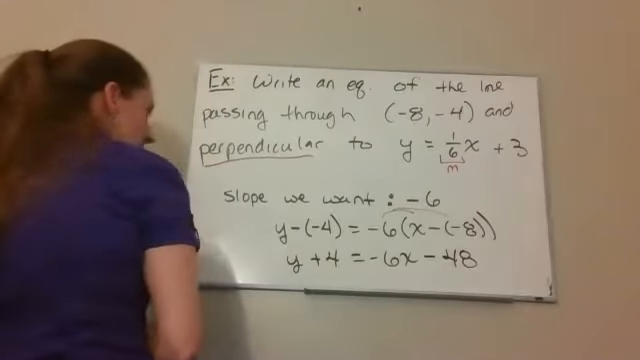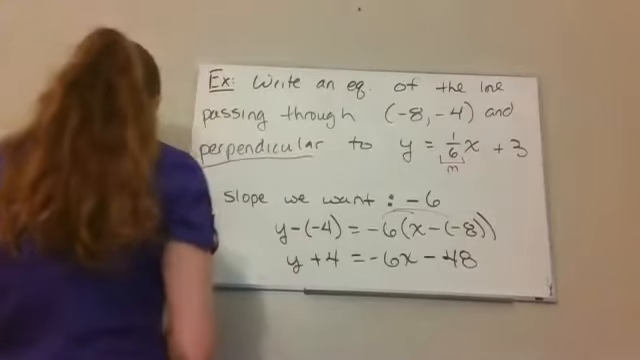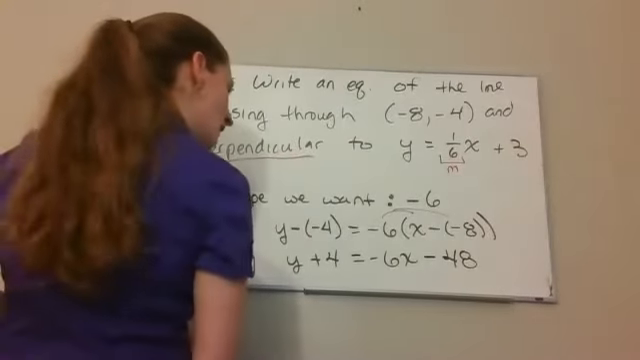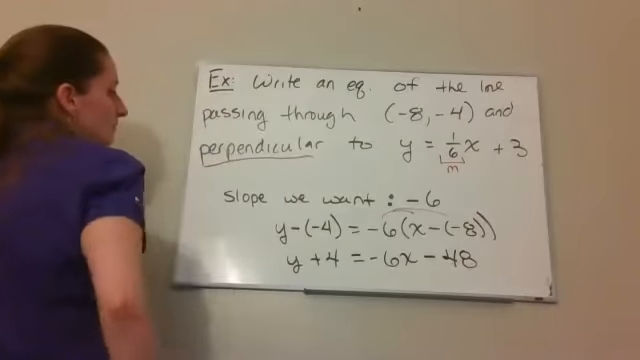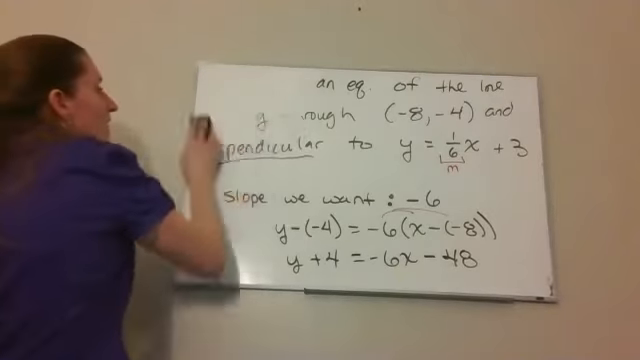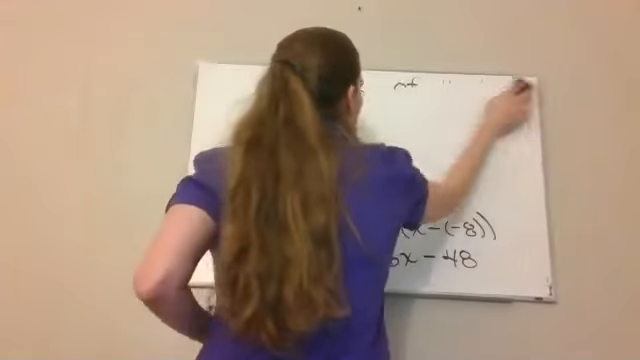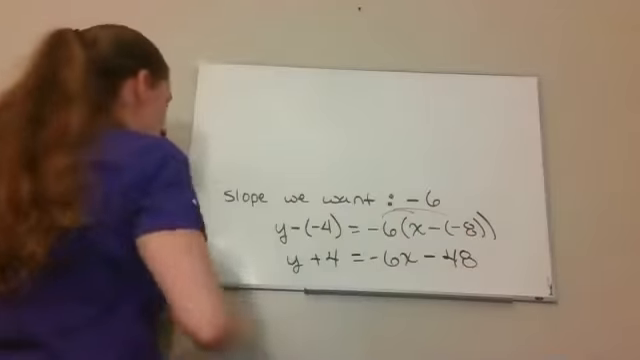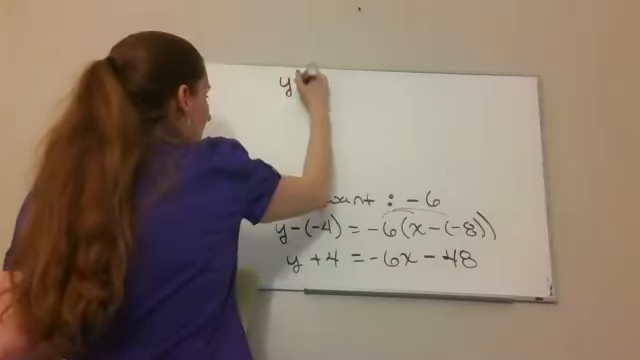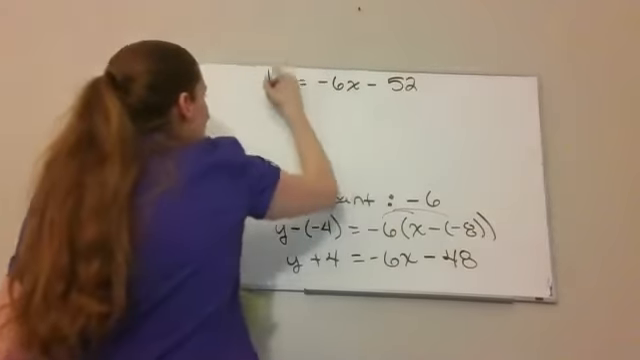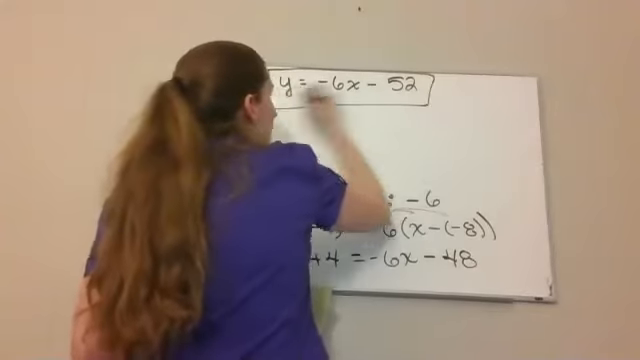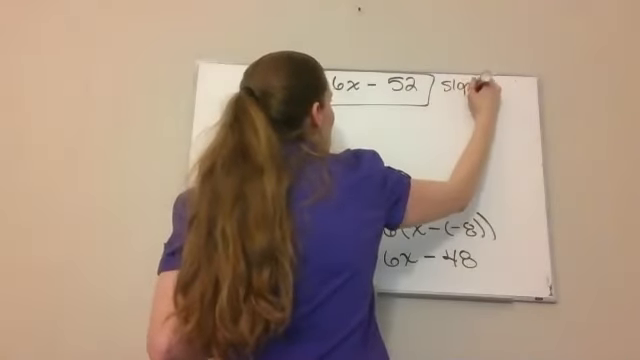And we will get that y equals negative 6x minus 52, I believe. Yep. So we get y equals negative 6x minus 52. That is our slope-intercept form.